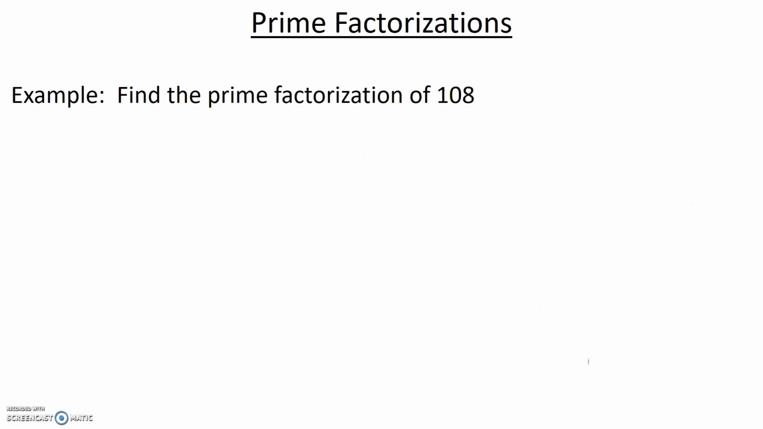Let's look at another example. Let's find the prime factorization of 108. So 108, I can see that 2 goes into 108. I will split this up as a product of 2 and 54. Once again, 2 goes into 54. I will break this up as a product of 2 and 27.